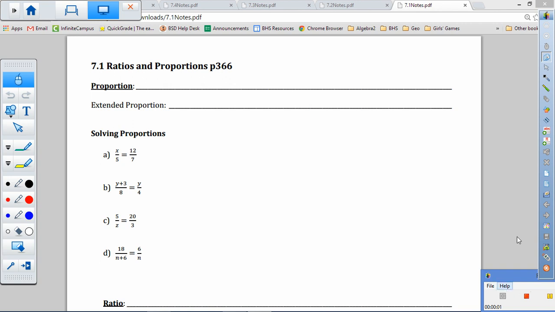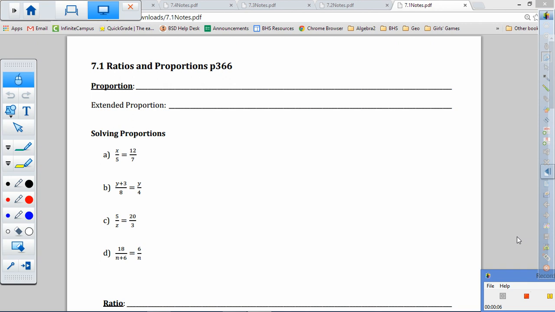Okay, here are your notes for 7-1, ratios and proportions. The first thing we're going to do is talk about the definition of a proportion, and that is a statement that two ratios are equivalent. A statement that two ratios are equal or equivalent.